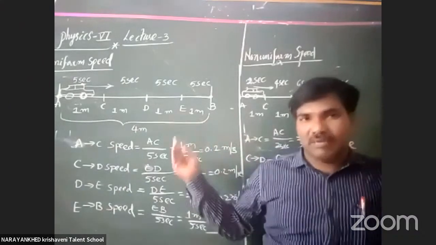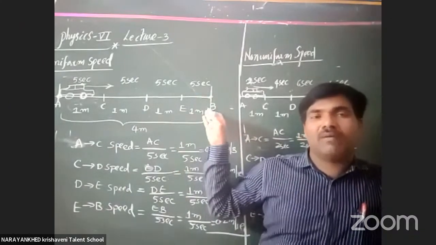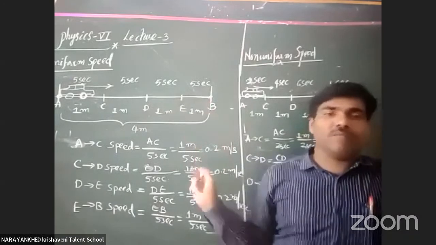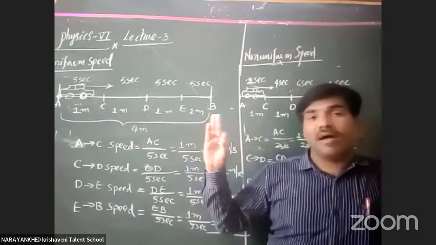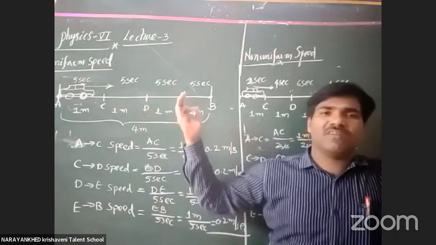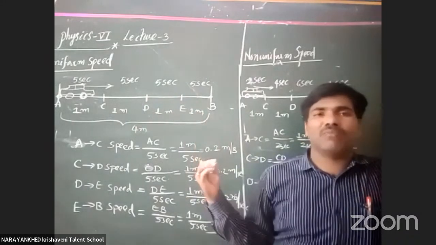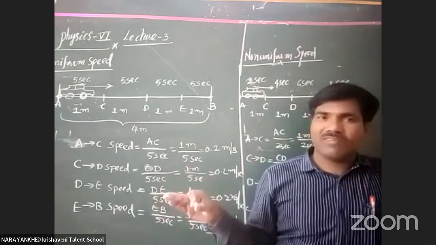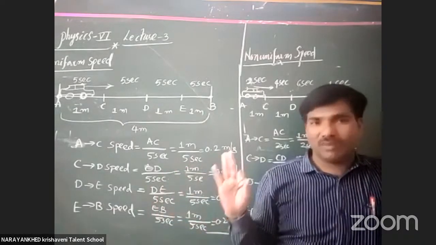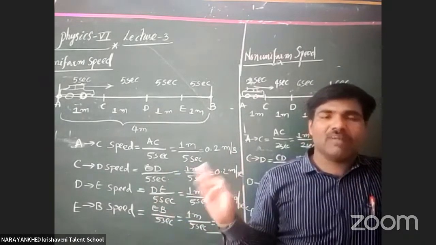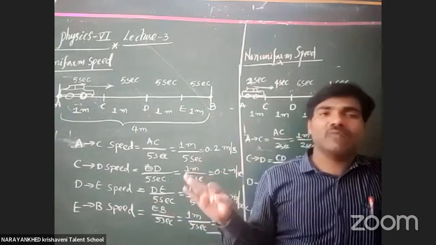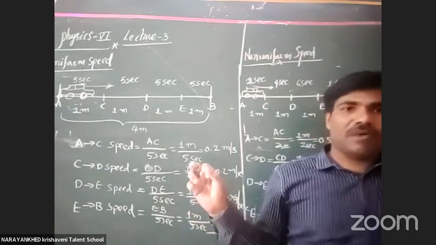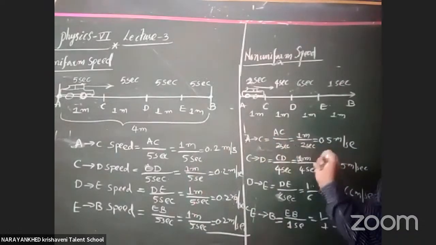You take the time and the distance traveled by the body from one point to another point. If all the distances are traveled in the same time, that is called uniform speed. In case the distances are the same but unequal time intervals are required to travel the distance, that is called non-uniform speed. Got it? I hope you got it. Please note down these two things.